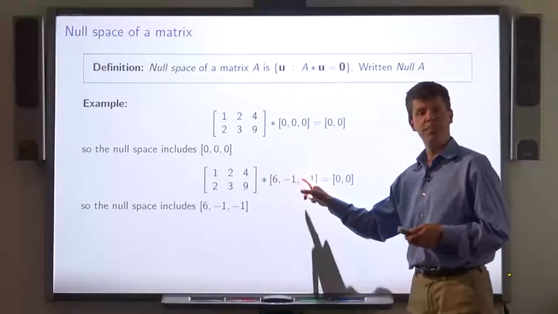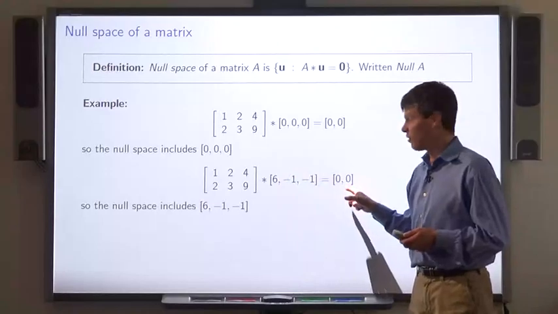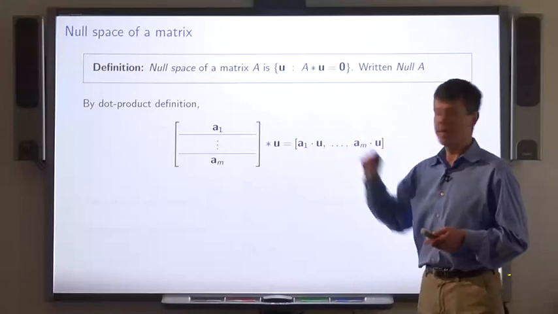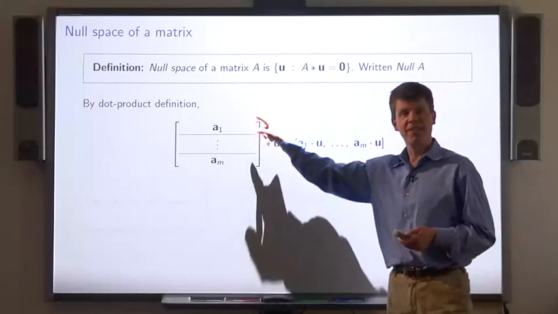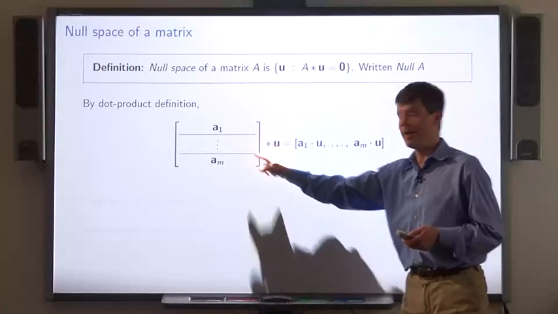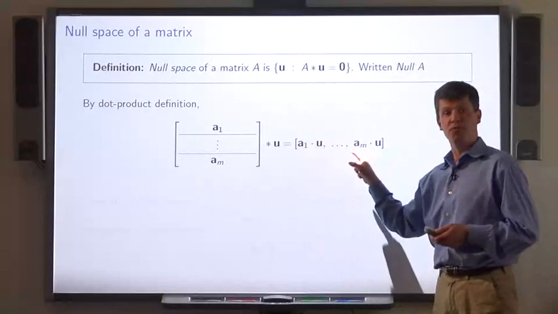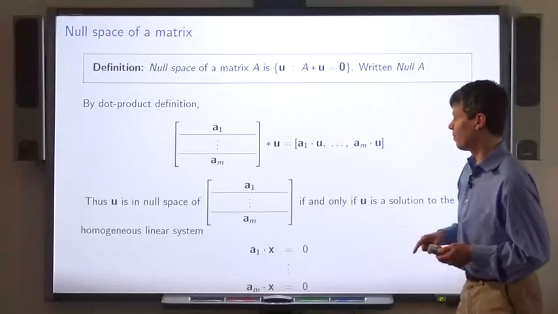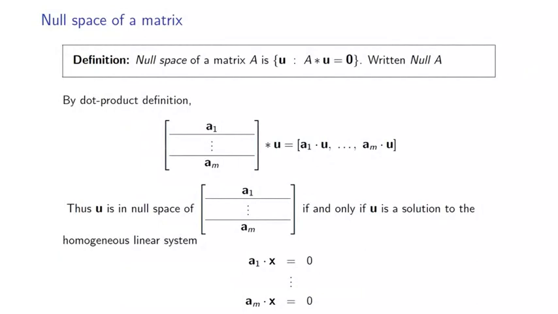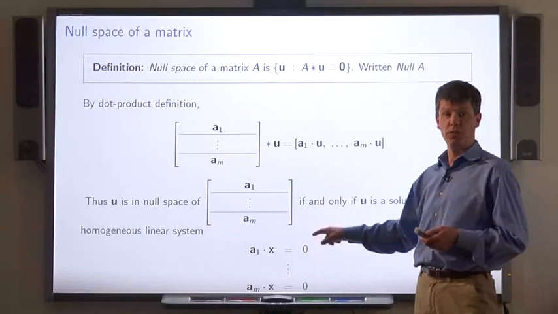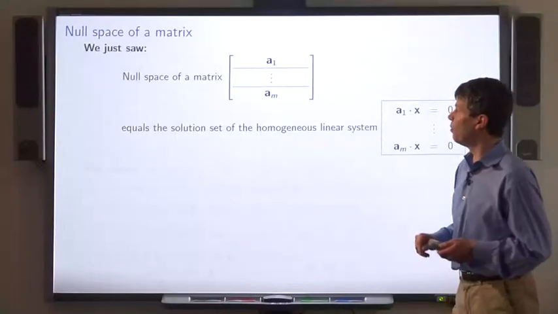This matrix times 6, minus 1, minus 1 is the zero vector. So the null space also includes 6, minus 1, minus 1. By the dot product definition, the product of a matrix with rows A1 through AM with the vector U is a vector whose entries are the dot products of those rows with U. So a vector U is in the null space of a matrix with rows A1 through AM if and only if U is a solution to the homogeneous linear system A1.x equals 0 through AM.x equals 0.